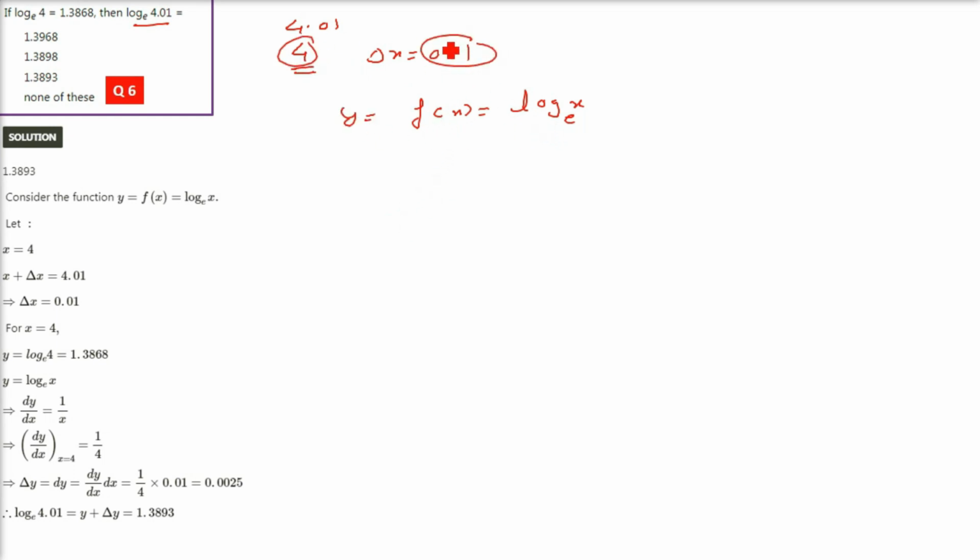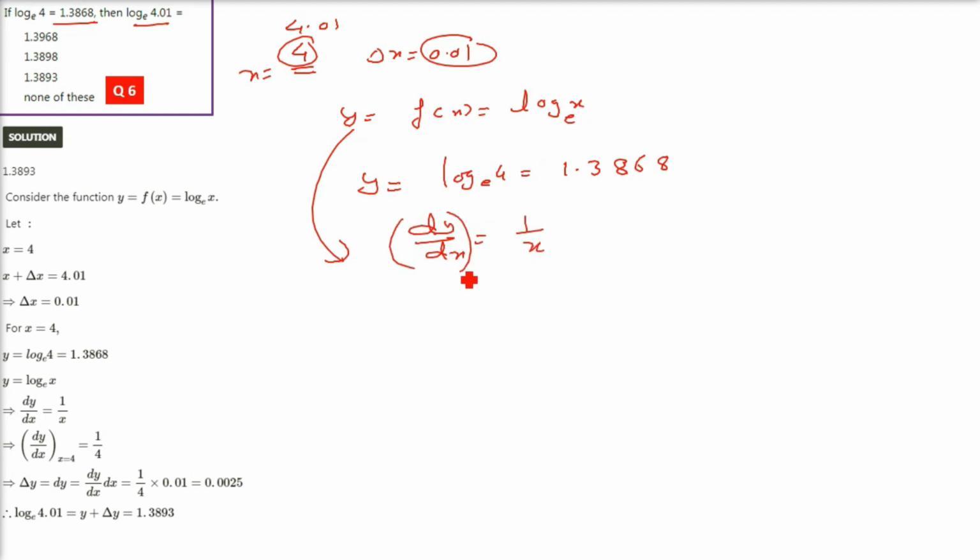So y is f of x. X is already 4. Delta x, as I mentioned earlier, is 0.01. Then we have log 4. Now what is log 4? It's already given in the question. It is 1.3868. This is your y. Now let us differentiate: dy by dx. The derivative of log x is 1 by x. So dy by dx at x equals 4 is 1 by 4.